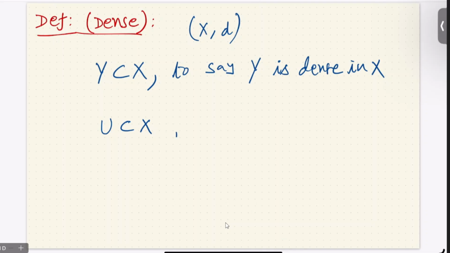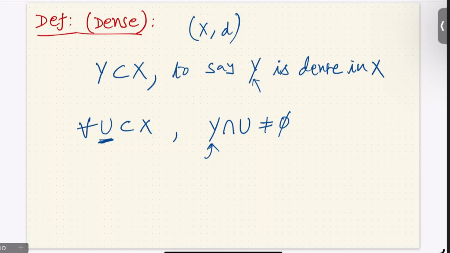You always have Y intersection U is non-empty, for all U. Then we say Y is dense. So this is the key, the open set. No matter wherever you zoom in, you always find a particle from Y.